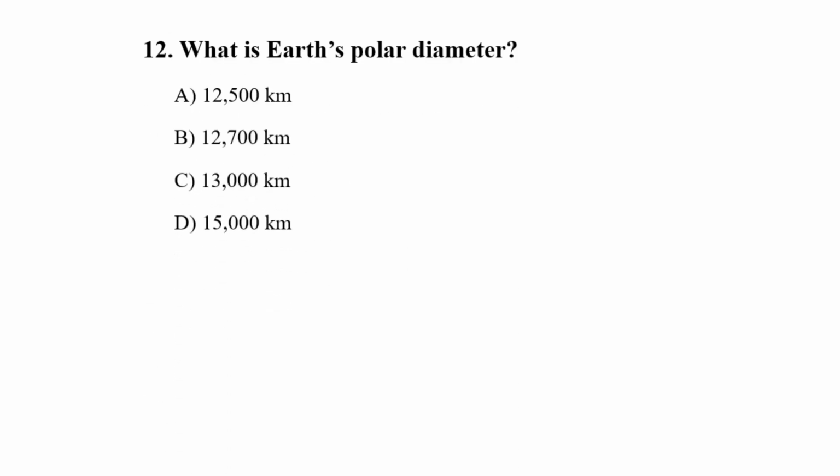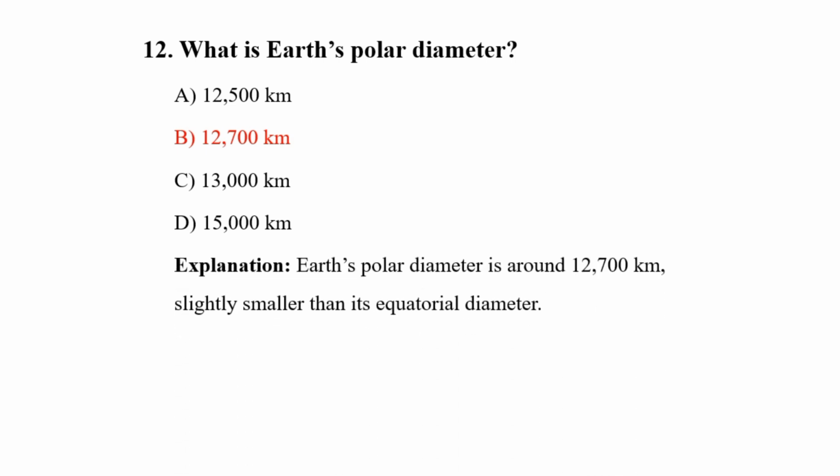Question number 12. What is Earth's polar diameter? A. 12,500 km. B. 12,700 km. C. 13,000 km. D. 15,000 km. The answer will be 12,700 km. The Earth's polar diameter is around 12,700 km, slightly smaller than its equatorial diameter.